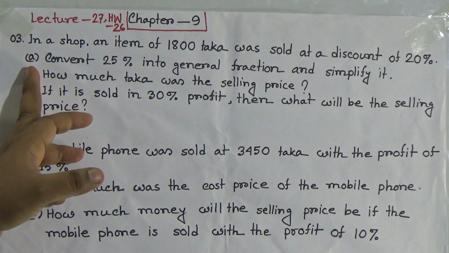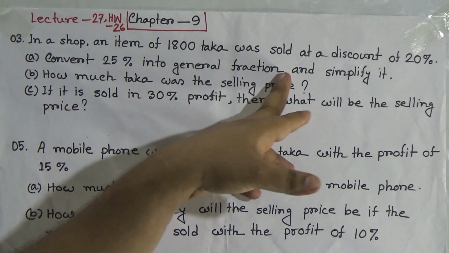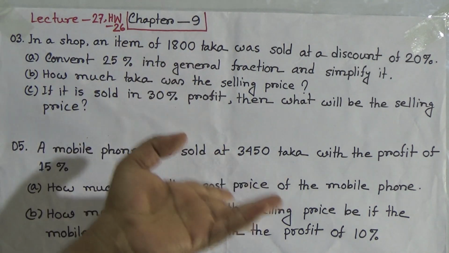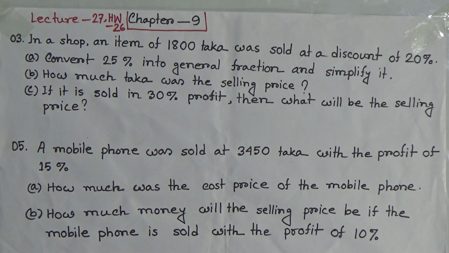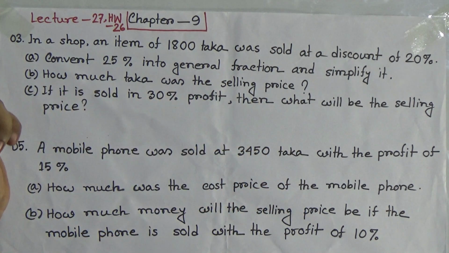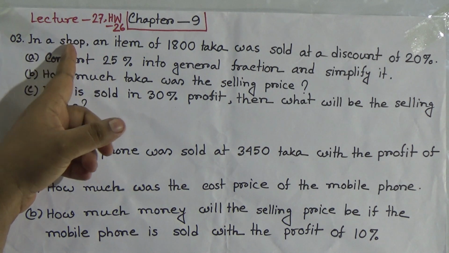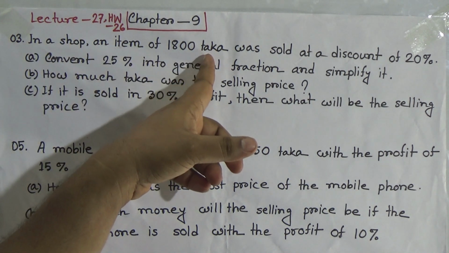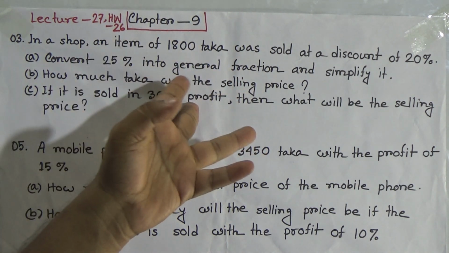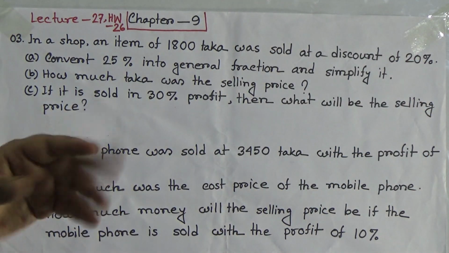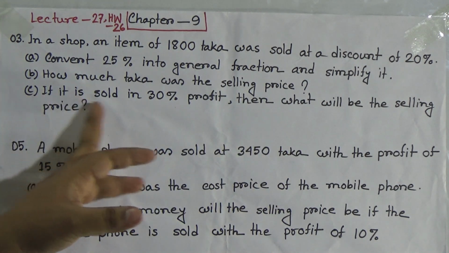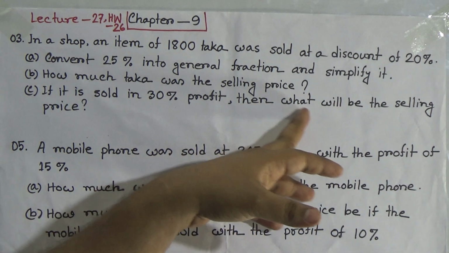This is the stem. Question A: convert 25% into general fraction and simplify it. It's so easy. We convert 25% into general fraction. After that we simplify it. That means we cut and finally we get the answer. Question number B. How much taka was the selling price? That means, my dear students, notice, in a shop an item of 1800 taka. That means this is the cost price of that item and that item was sold at 20% discount. By using these two pieces of information we find the selling price.